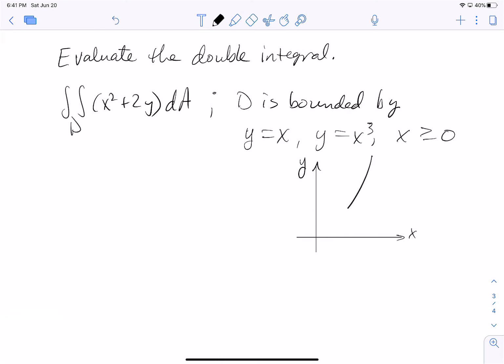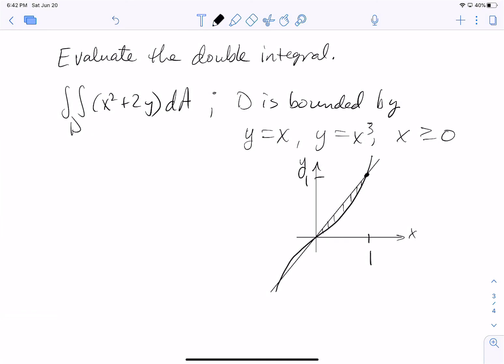Well, y equals x cubed is the cubic function, and y equals x is, of course, the line with a slope of 1 that goes through the origin. They intersect at the point 1, 1, and we're only looking at the portion where x is greater than or equal to 0, so we're in quadrant 1. We could choose to work with y equals x cubed or x equals the cube root of y. It just depends on the order of integration that we choose. Looking at the integrand, x squared plus 2y, it's about the same either way.